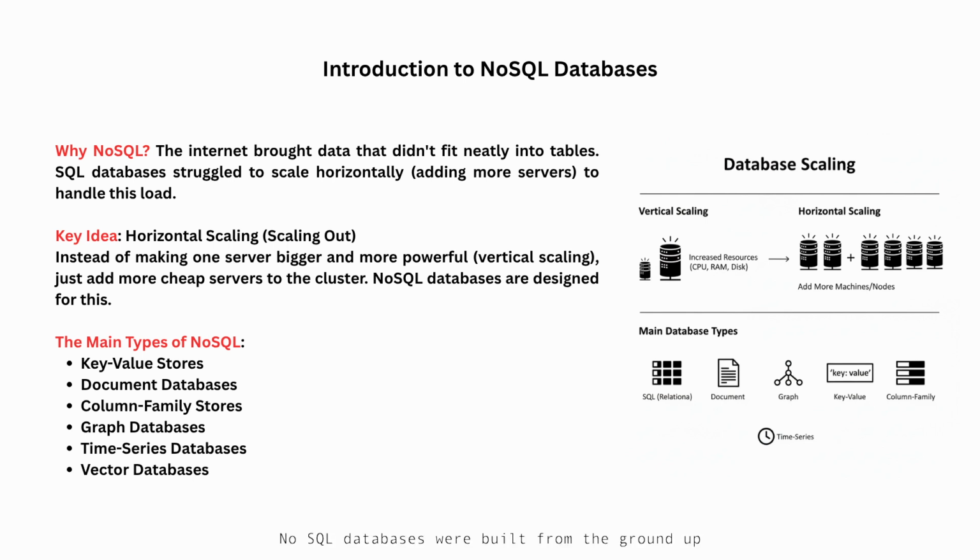NoSQL databases were built from the ground up for horizontal scaling. Need to handle more traffic? Just add more machines to the cluster. This makes them incredibly powerful for large scale applications. But NoSQL isn't just one thing, it's a family of different database types, each with its own strengths. Let's look at the main categories.